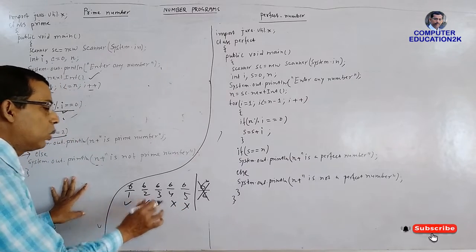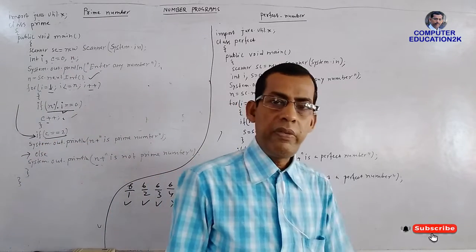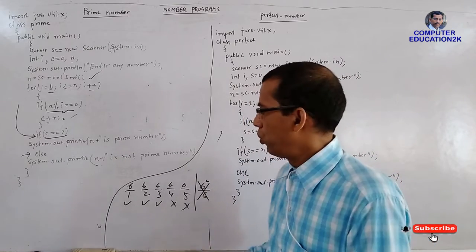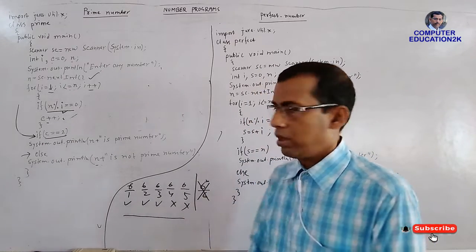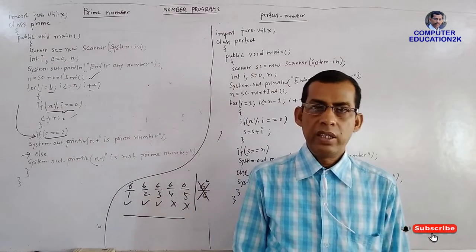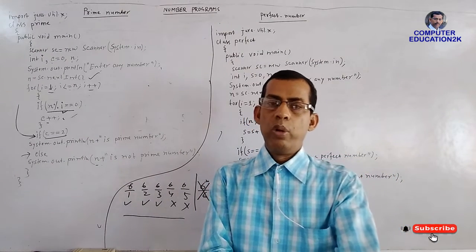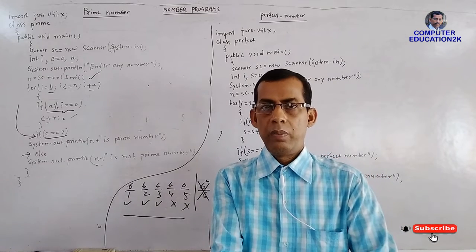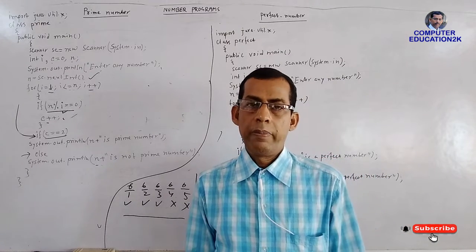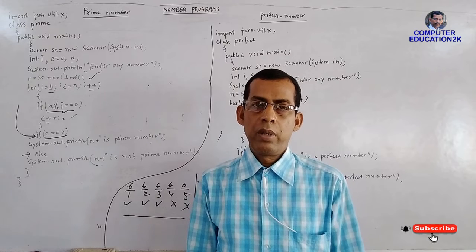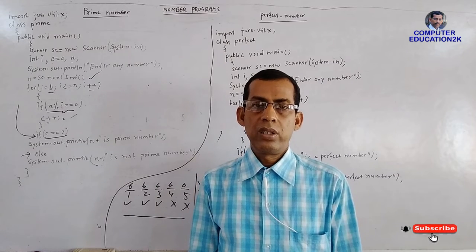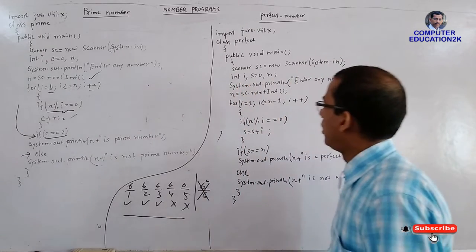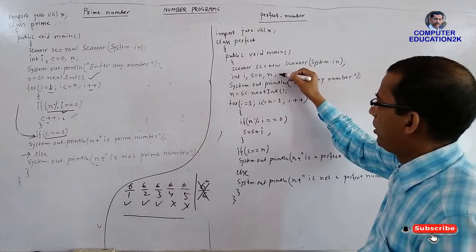So 1, 2 and 3 are the factors of 6. You will use this concept for finding the factors, because when you do the perfect number program, you have to find the factors. You know that a perfect number is a number whose sum of the factors is equal to that number, excluding the number itself. Now I will discuss from here.